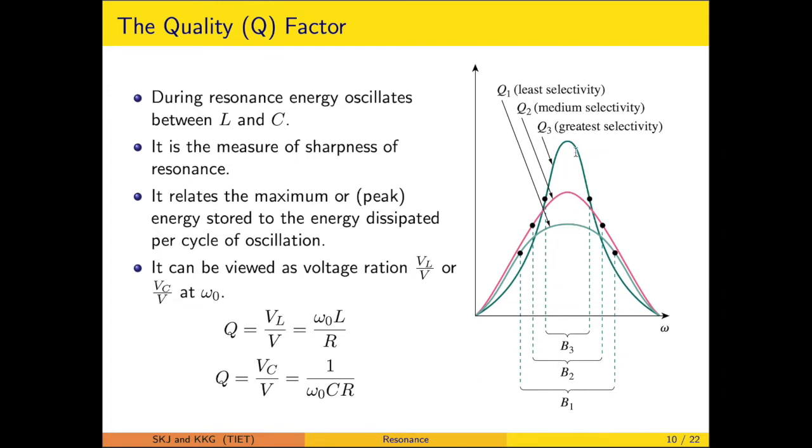Now, since this is to measure the sharpness, you can easily see that the curve represented at the top is sharper compared to the second one, and compared to the third one. Although the resonant frequencies are the same, the Q factor of this one is the highest compared to this. The Q factor Q2 is higher than Q1 likewise. Here B1, B2, B3 are associated with the bandwidth that we will be discussing in the subsequent slides.